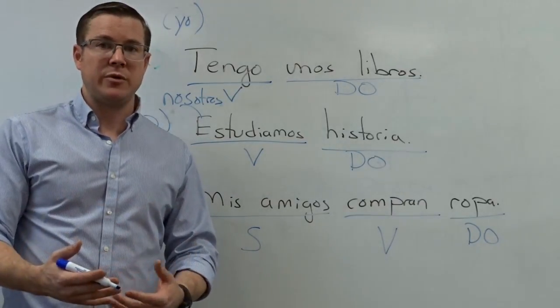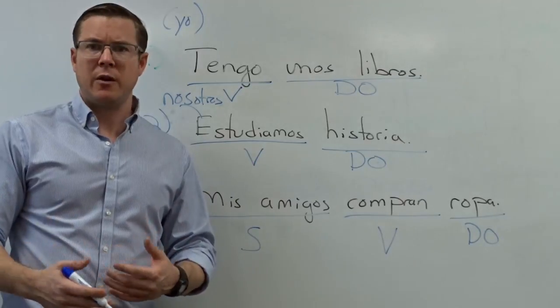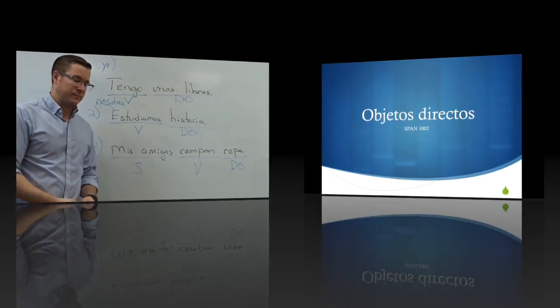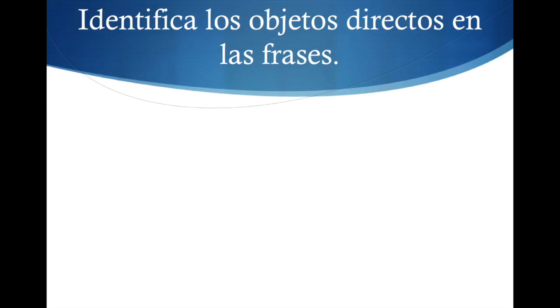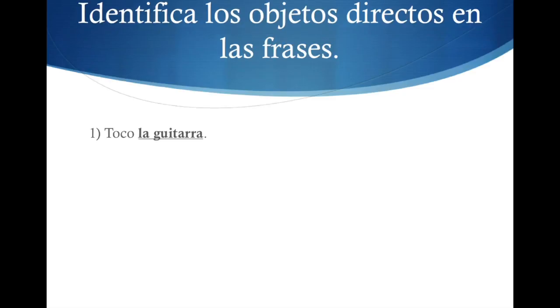Take a look at these examples that I'm about to give you and see if you can figure these out for yourself. I'm going to give you some examples here, and I want you to try and identify the direct object in the sentence. Número 1. Toco la guitarra. Think about it for a second. What is it that I play? What do I play? La guitarra. Toco la guitarra.